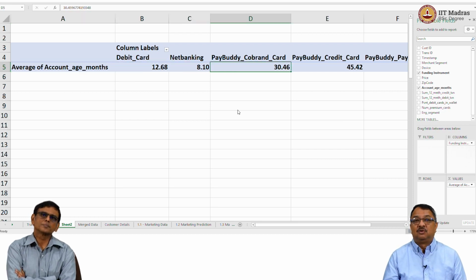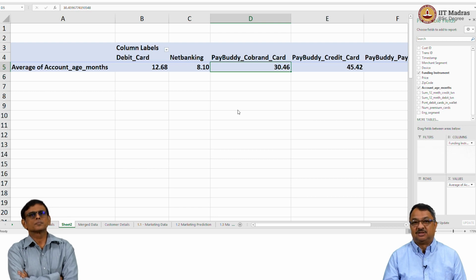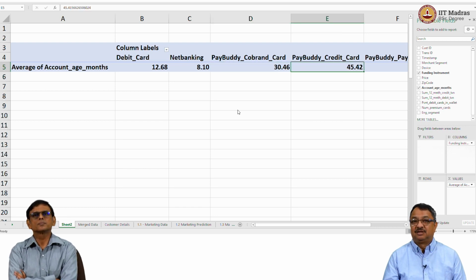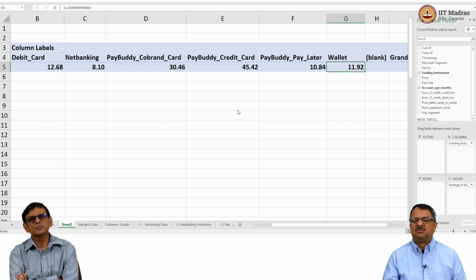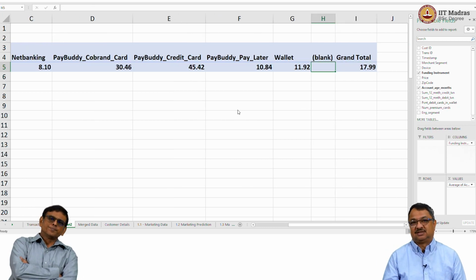A PayBuddy co-branded card user has been with us for 30 months. A PayBuddy credit card user has been with us for 45 months. A pay later user has been with us only for 10 months. A wallet user has been with us for 12 months. That's it. Okay, so we'll remove that.